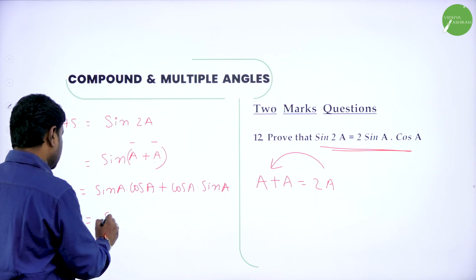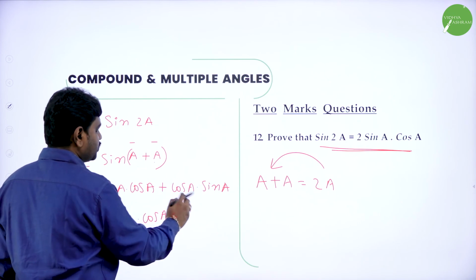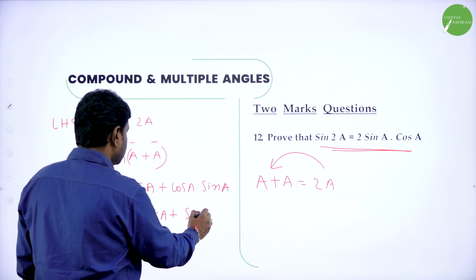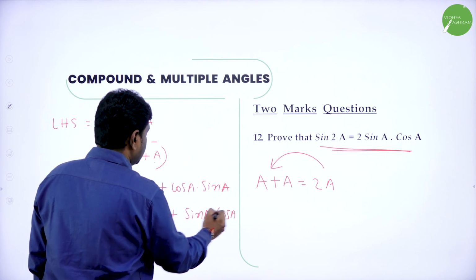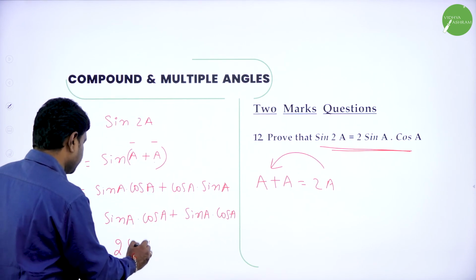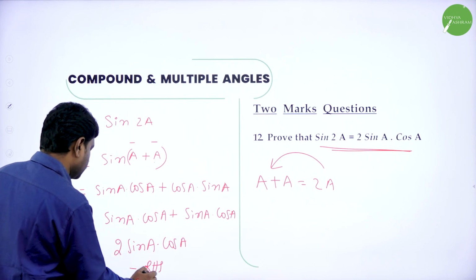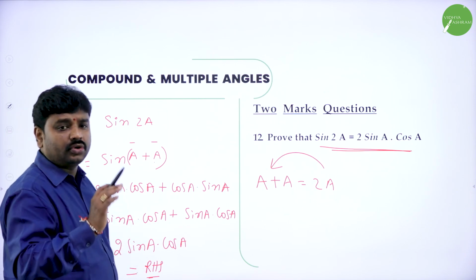Now sin a cos a, I'll rearrange. So instead of writing cos a sin a, I'll write sin a cos a. Now these two are like terms. So a plus a is 2a. Like that, sin a cos a plus sin a cos a is 2 times sin a cos a. This is your RHS. I hope all of you got this.